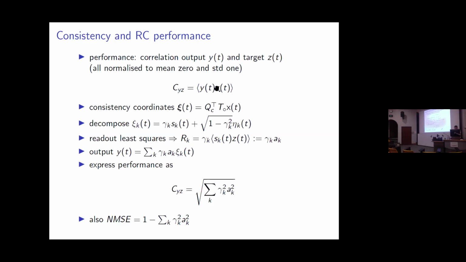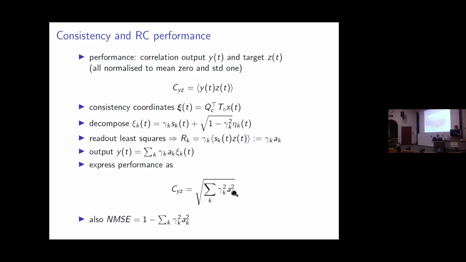Plugging this back in, we see that the correlation, the performance, is just a simple expression in which we have something. This is the consistency spectrum, and the AKs are something task dependent. That means the consistency spectrum is task independent, just a measure of the reservoir, how it responds to the input. And these A's are, well, like Fourier or Taylor coefficients. So this is something to express the target in the coordinates of the reservoir, and therefore task dependent.